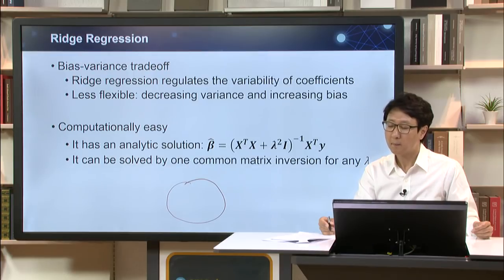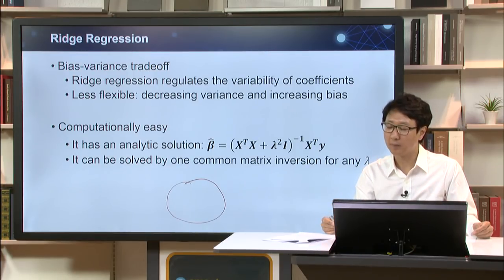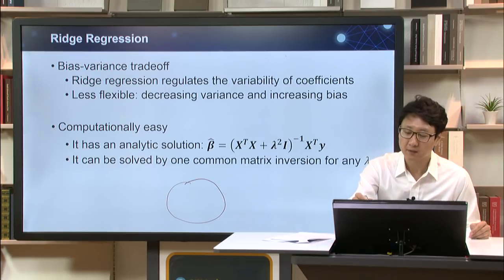In other words, by introducing the penalty term, Ridge regression allows a bit larger RSS. It actually increases the bias. Instead, by reducing the model space, it decreases the model variance and increases the bias. So this is the bias-variance trade-off by flexibility. This flexibility is controlled by this lambda.